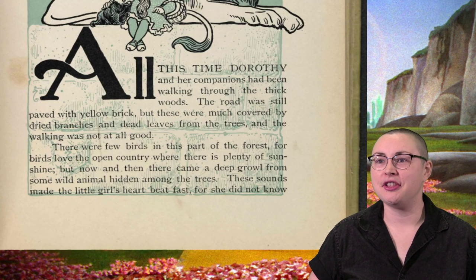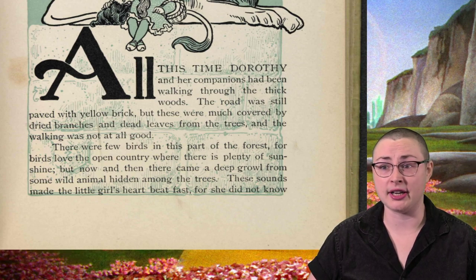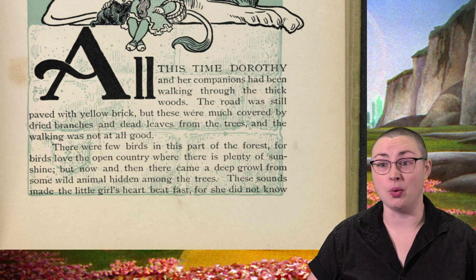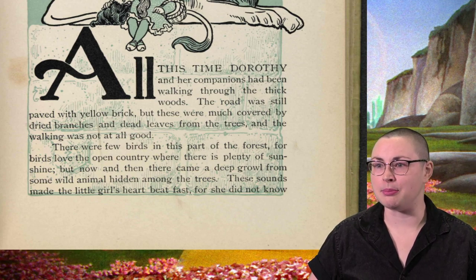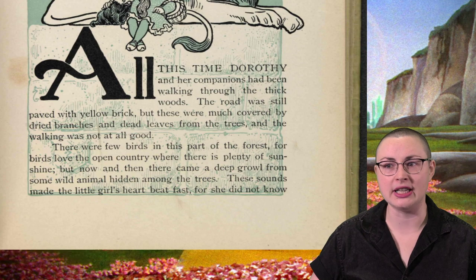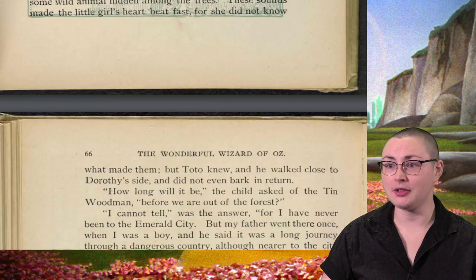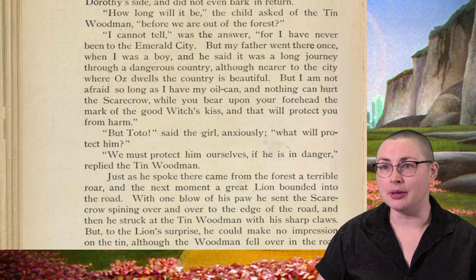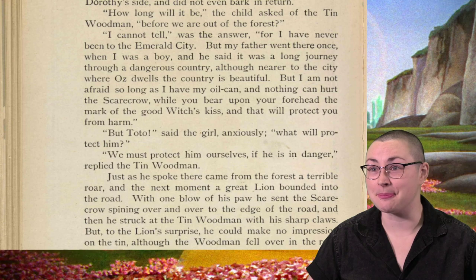All this time, Dorothy and her companions had been walking through the thick woods. The road was still paved with yellow brick, but these were much covered by dried branches and dead leaves from the trees, and the walking was not at all good. There were a few birds in this part of the forest, for birds love the open country where there is plenty of sunshine. But now and then there came a deep growl from some wild animal hidden among the trees. These sounds made the little girl's heart beat fast, for she did not know what made them. But Toto knew, and he walked close to Dorothy's side and did not even bark in return.